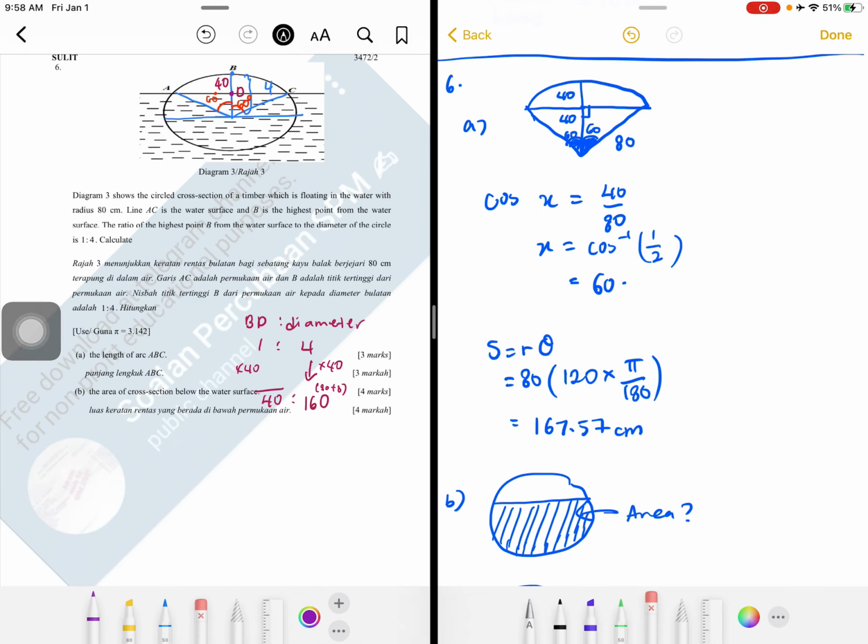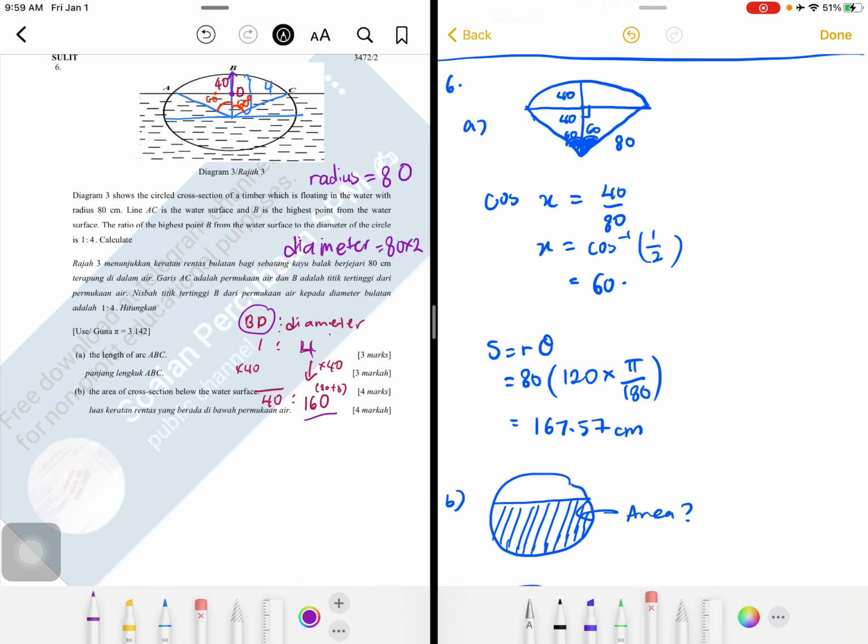Highest point B. Maksud kat sini daripada water surface pergi dekat B ni, dia adalah 1. Nisbah dia B pergi kat D, nisbahkan dengan 2, the diameter of the circle. Kepada diameter of the circle adalah 4. Okay. Kita tak tahu diameter kita tapi kita tahu radius. Radius kita tadi adalah 80. So, kalau nak cari diameter, dia adalah double lah. Diameter adalah 80 kali 2, dapat 160. So sebenarnya BD2 diameter is 160.